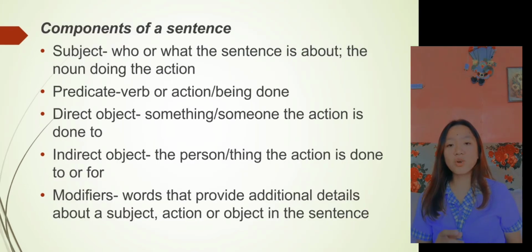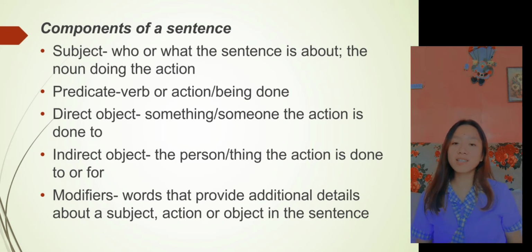Before I teach you how to diagram a sentence, we should first know the components of a sentence. The components of a sentence include the subject. Subject is who or what the sentence is about. The noun is the indirect object, the person or thing the action is done to or for.